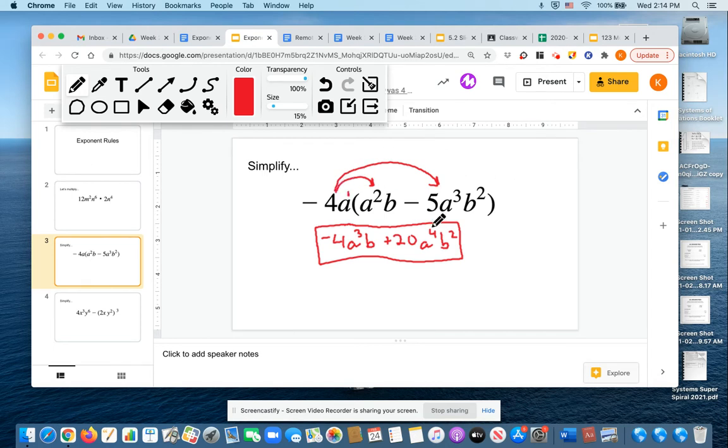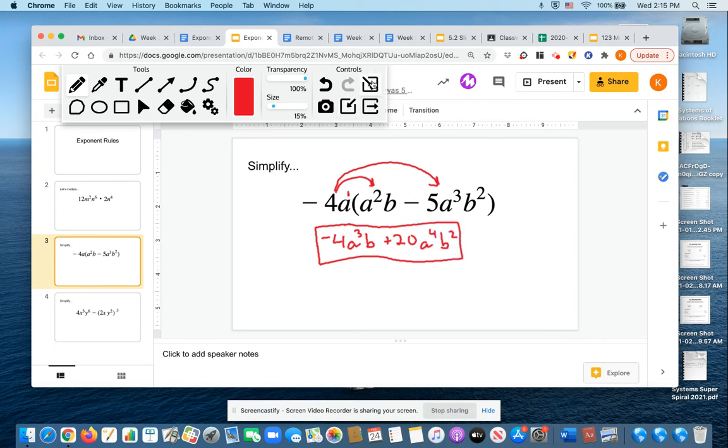Sometimes you'll come across problems where after you distribute, you might notice some like terms. In this case, we don't have like terms. And just a little reminder to everyone, in order for like terms to be like terms, you need the same variable with the same exponent. I agree, I have variables of a's and variables of b's, but if you notice, the exponents do not match. Therefore, these are not like terms.